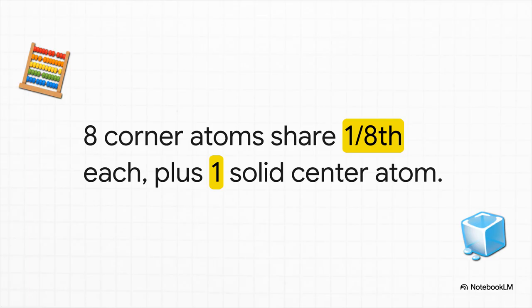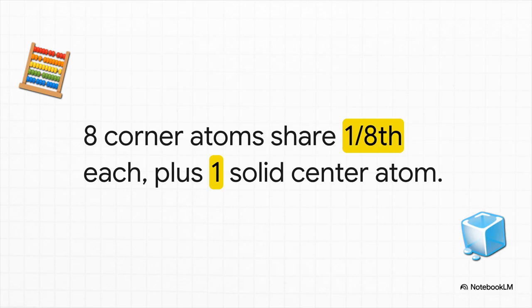Why? Because those corner atoms are actually shared with all the other neighboring cells stacked tightly around it. You only get an eighth of each corner atom inside your specific box. So 8 times 1/8 is 1. Plus your 1 completely solid center atom, which gives us exactly 2 total atoms for a BCC structure.